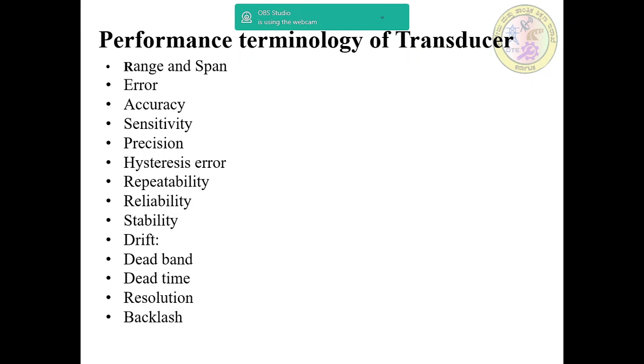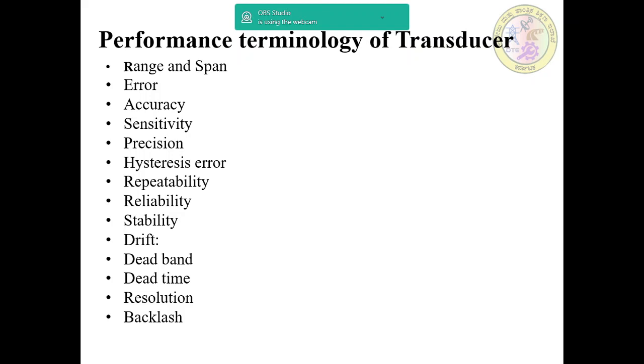For example, I will take a load cell used to measure a force. An input force can vary from 20 to 100 Newton. Then the range of the load cell is 20 to 100 Newton, and the span of the load cell is 80 Newton. That is 100 minus 20, so you get a load cell span of 80.